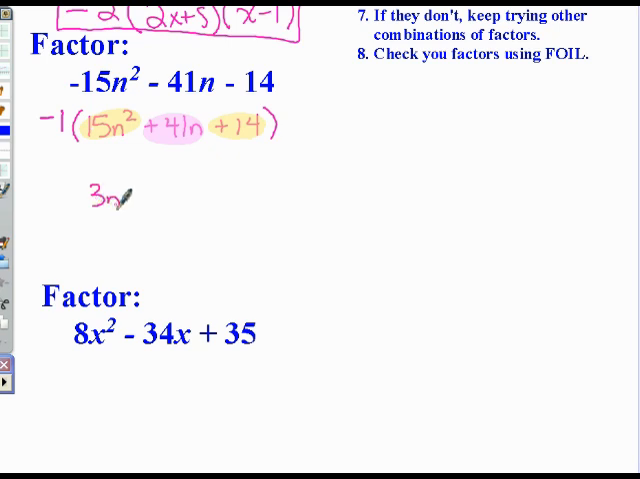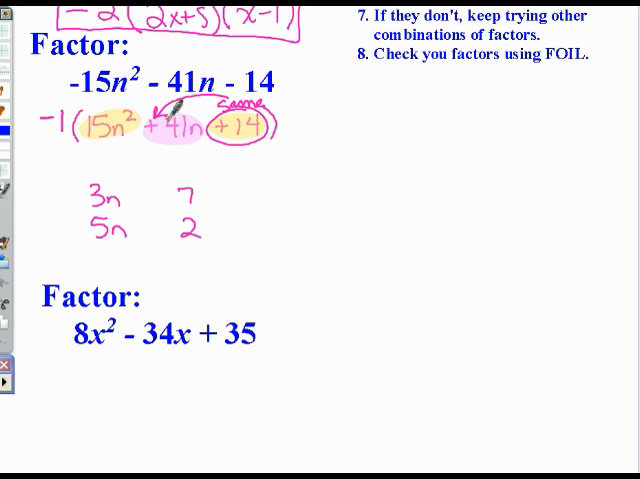So 3n times 5n. And then factors of 14 are 1 times 14 and 2 times 7. And again, you want to go with your central factor, so I would maybe go with 7 and 2 to begin with. And then if we can't find anything that works, play with the numbers and maybe switch. Okay, so we know that when C is positive, it means you have the same sign. And when B is positive, it means they're both positive. So we know it's going to be plus plus in our binomials.